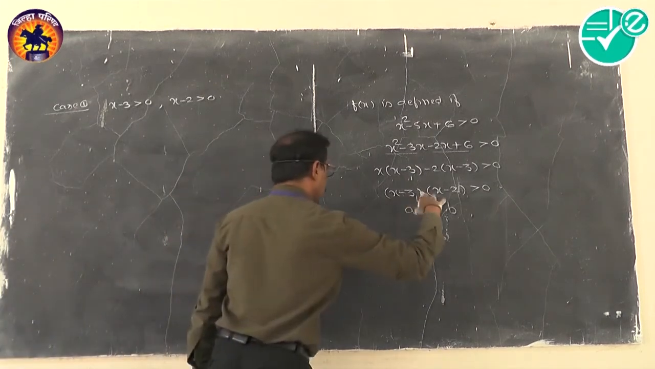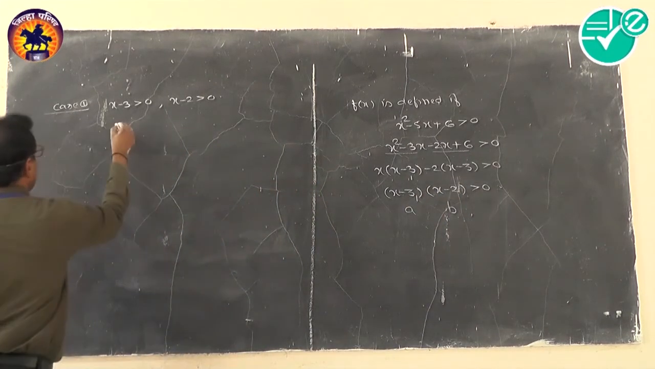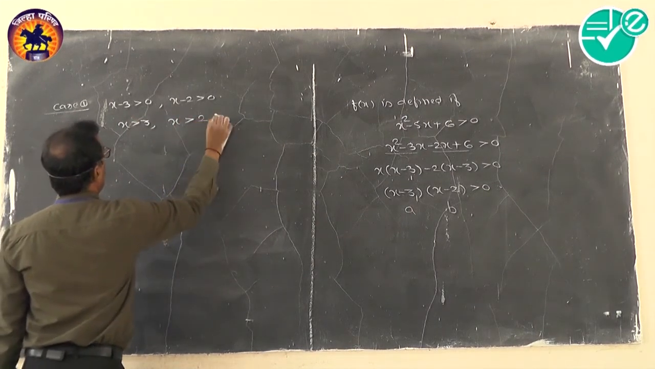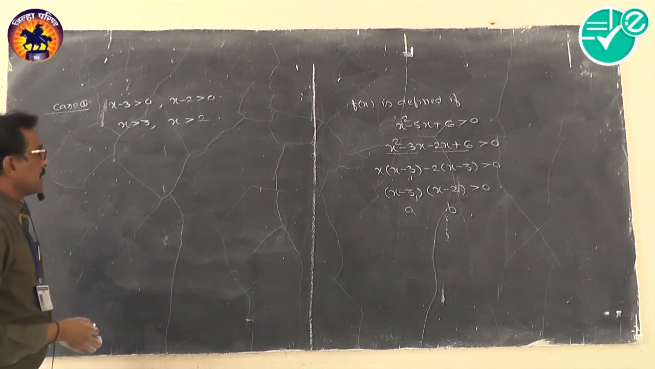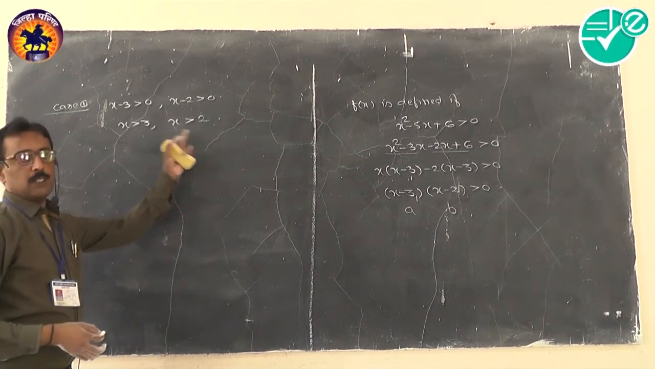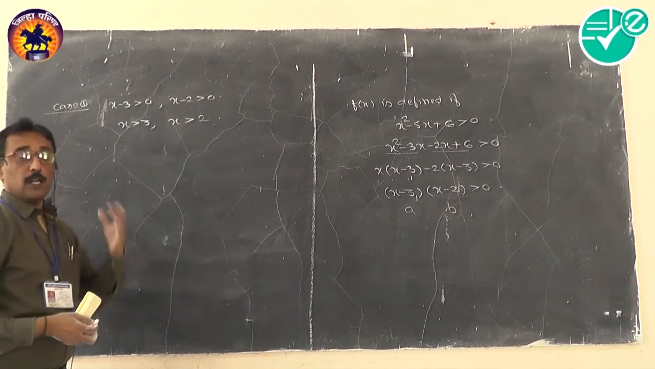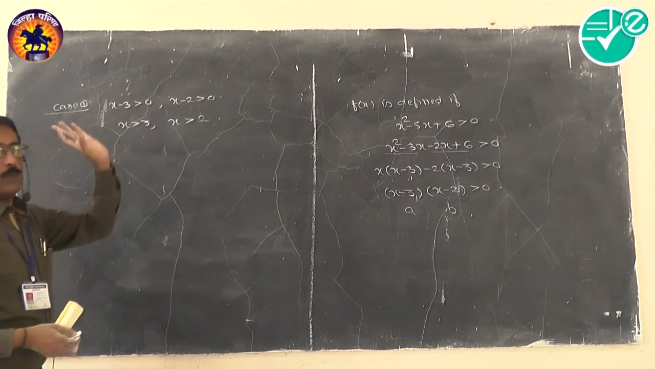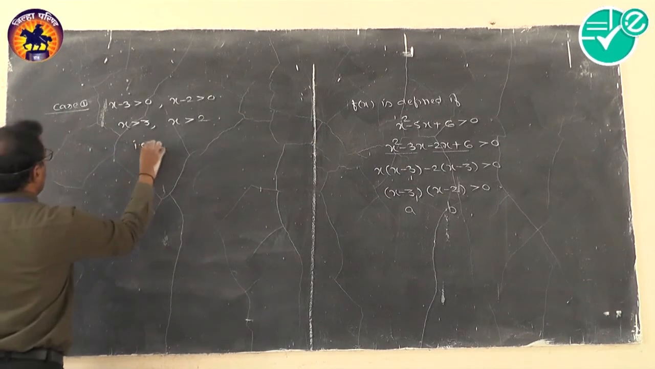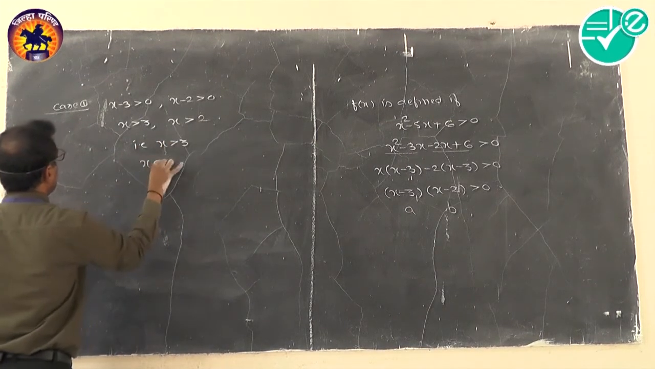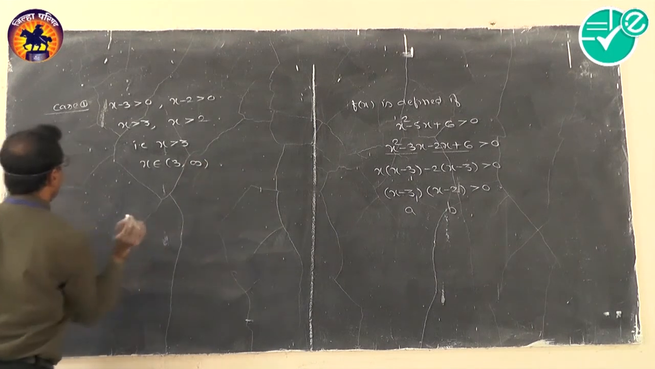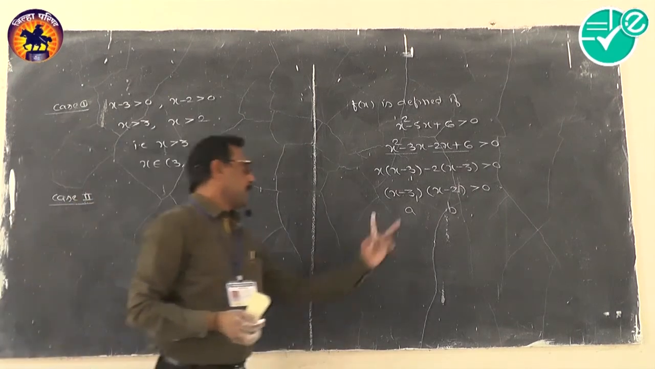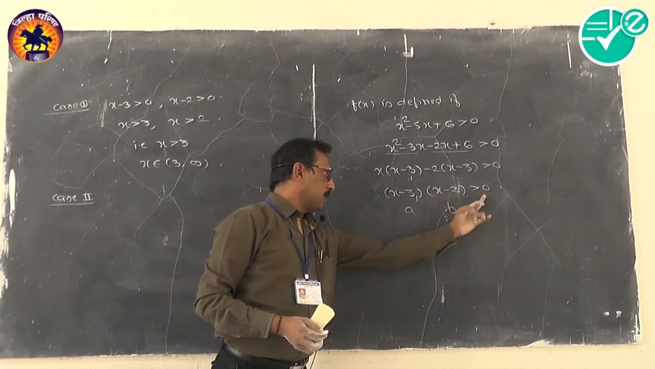If both numbers are positive, then multiplication is positive, which means x is greater than 3 and x is greater than 2. Tell me any number which is greater than 3 and greater than 2. There are infinite numbers. Numbers greater than 3 are always greater than 2, so we can say x is greater than 3, which means x belongs to 3 to infinity.